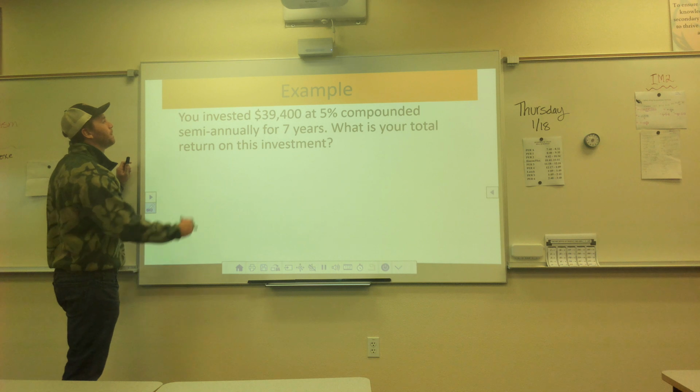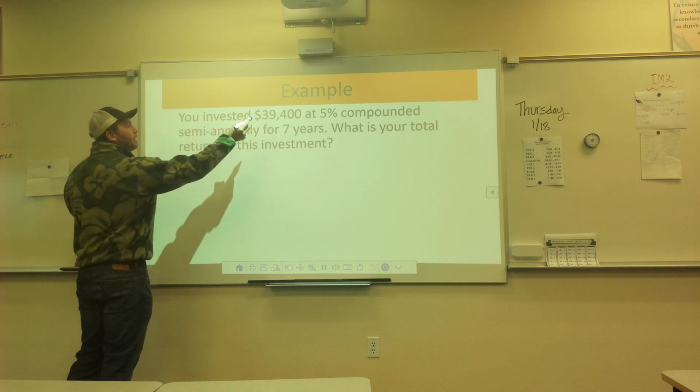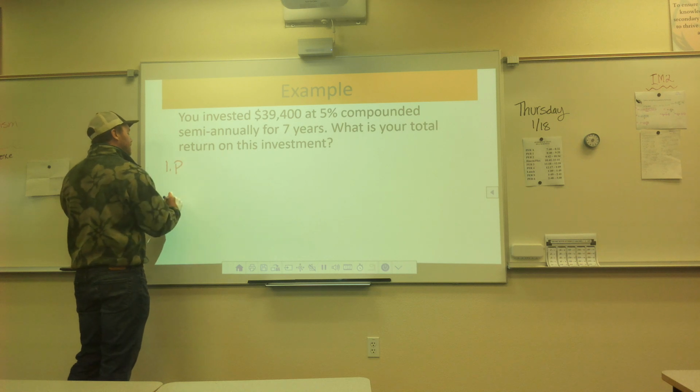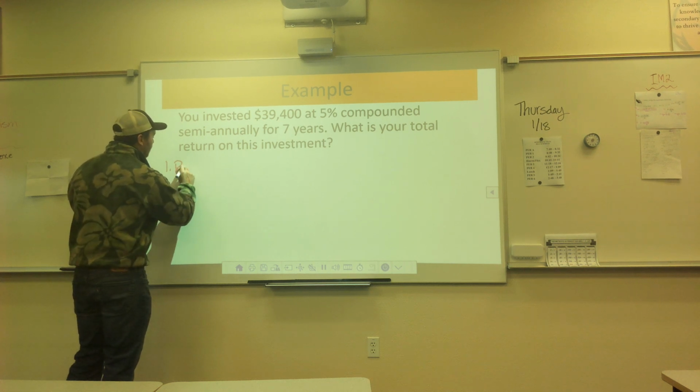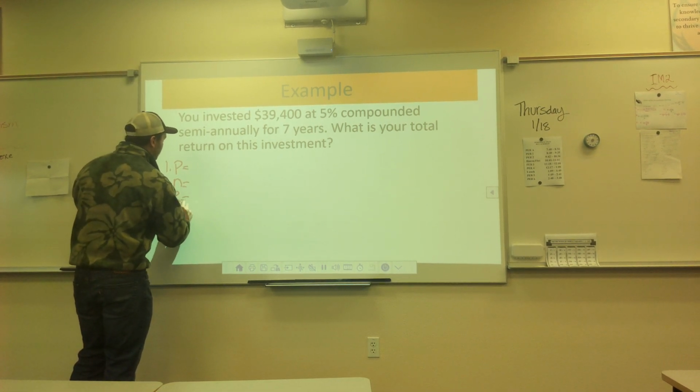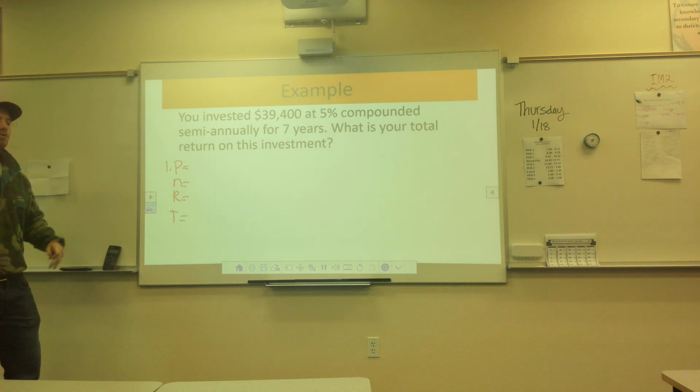All right, so as we talked about before, let's do our first step. Let's figure out what our P is, what our N is, R and T. So we read the equation and we figure out what specific portion goes to what.